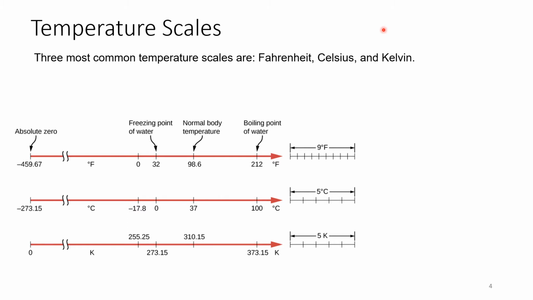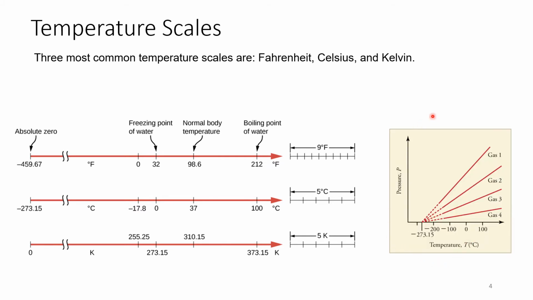You may notice that a temperature difference of 1 degree Celsius is greater than a temperature difference of 1 degree Fahrenheit. Only 100 degrees Celsius span the same range as 180 degrees Fahrenheit. The Kelvin scale is the temperature scale that is commonly used in science. Its lowest possible temperature is called absolute zero, which is related to the behavior of ideal gases, and we will talk about it in detail later.